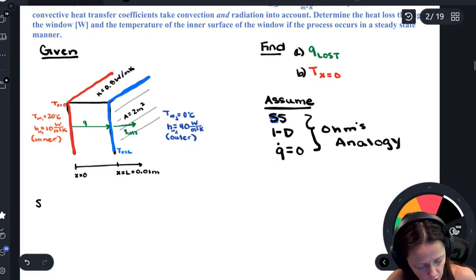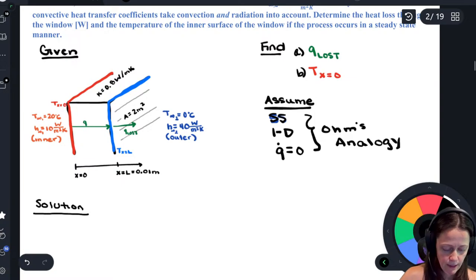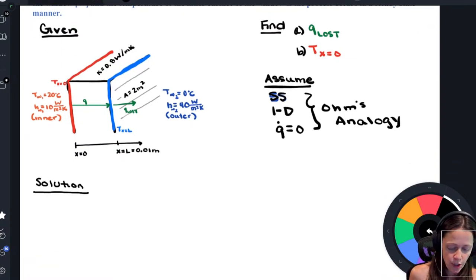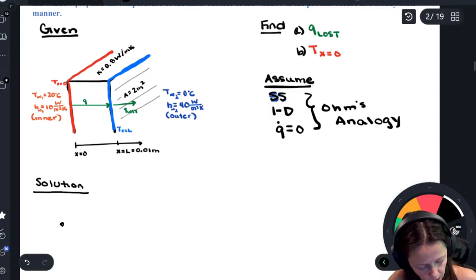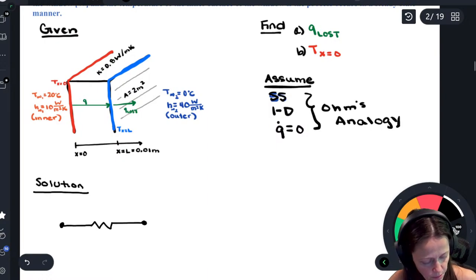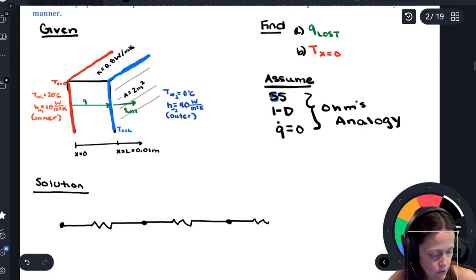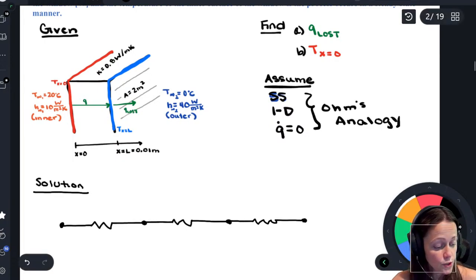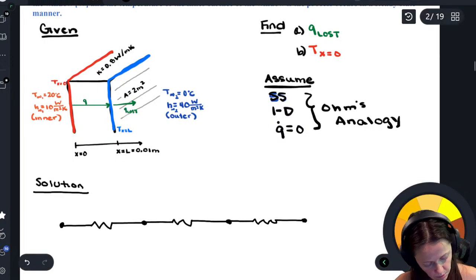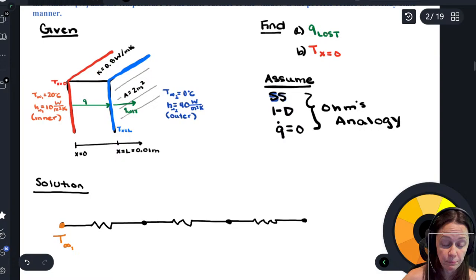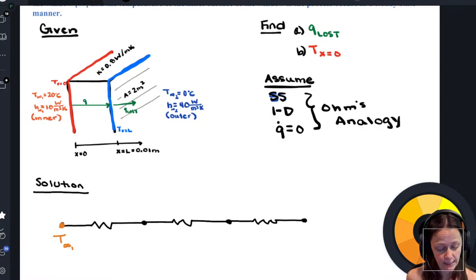So the first thing that I'm going to do is put my little circuit together. I'm going to have 1, 2, 3, 4 temperature nodes. So there's one temperature node. Here's a resistance. Here's another temperature node. Here's a resistance. Here's another temperature node. And here's a resistance. So that first temperature node, let's put them in a dark orange here, is going to be our T infinity 1. That's the 20 degrees that we have on the left-hand side.